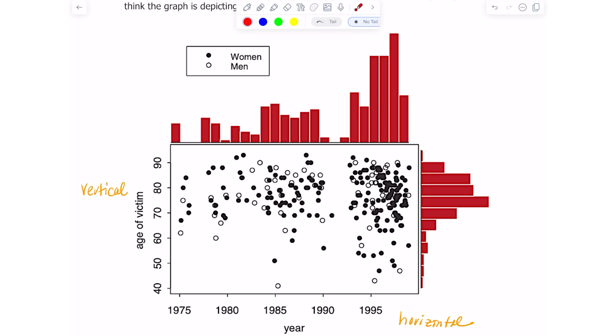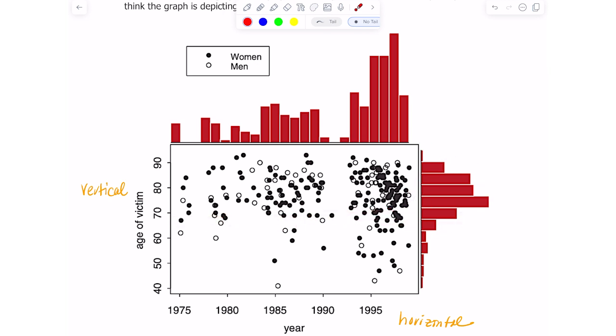So this is showing us that there was a large proportion of victims during this time period, in these years. And we can also see that this histogram is showing us the number of victims that were a certain age. And we can see that the majority of these victims, again, are older, right? They're about 65, 60 or older.